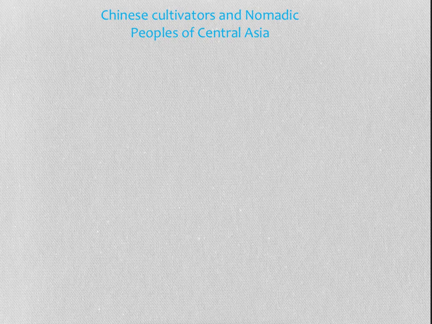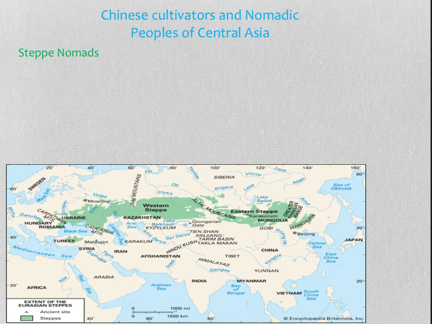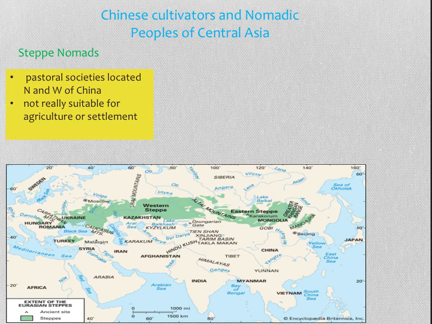Okay, so the last part we're going to look at is Chinese cultivators and nomadic people of Central Asia. It starts with the steppe nomads. These are pastoral societies, which means that they are moving from place to place, feeding their herds. They're located north and west of China. If you look at the map, these are the steppes, so this is the area they're located. Again, these steppes are not really suitable for settlement, but they're really good for feeding their animals.